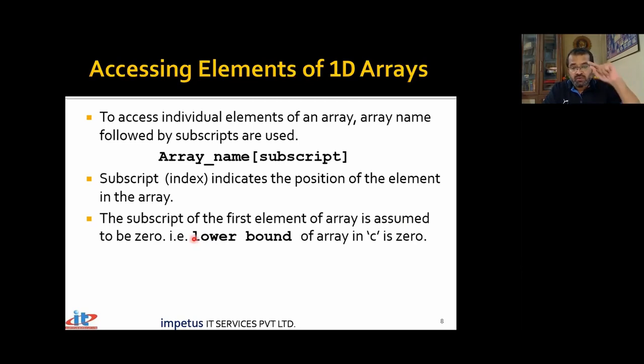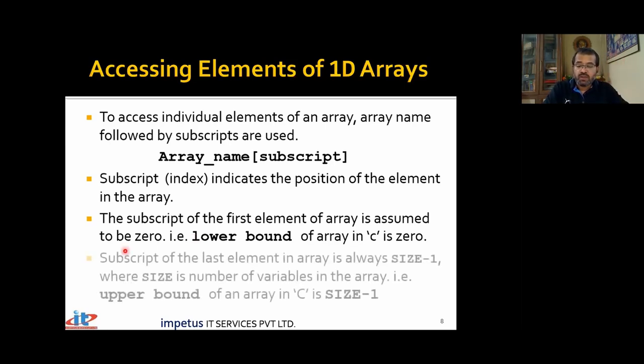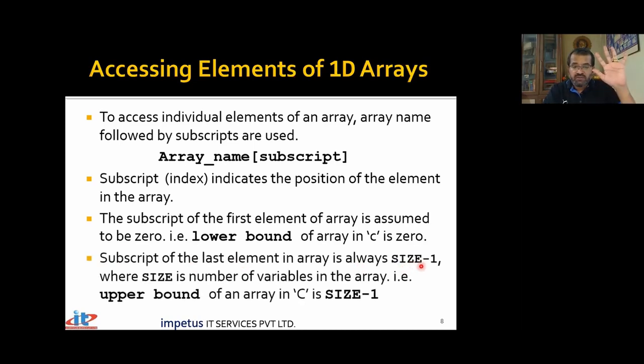The subscript of the first element in the array is called the lower bound of an array. So the lower bound of an array in C is always 0. The first element is at position number 0, the second at position number 1, and the fifth at position number 4. The subscript of the last element in the array is always size minus 1. So if the array was of size 5, the first element is at the 0th position and the fifth element will be at the 4th position. So the upper bound of an array, that is the subscript of the last element, is always size minus 1, where size is the number of elements present inside that array.